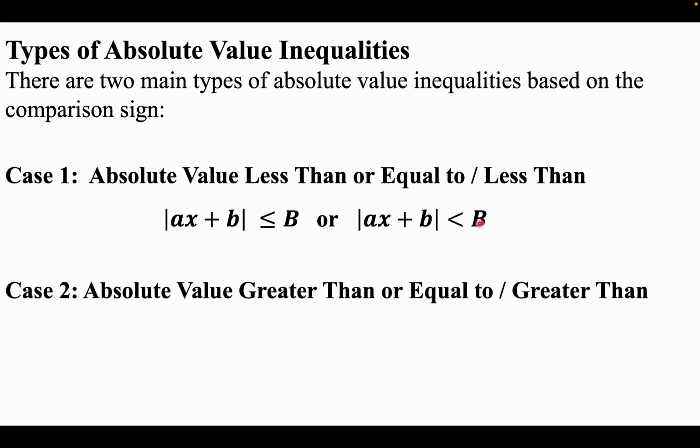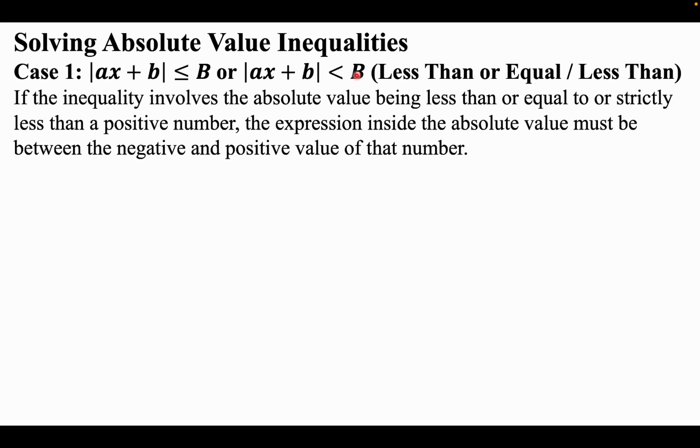And then case number 2 is very similar. The only difference is the symbol. What if the symbol flips over into greater than or equal to, and then greater than b? Those are the two cases that we're going to look at. Case 1 is that if you have an absolute value isolated on one side followed by the symbol less than or equal to, or strictly less than b, where b is a positive number, then the expression inside the absolute value must be between the negative and the positive value of that number.